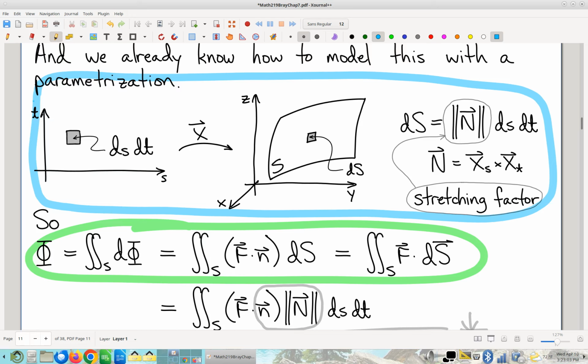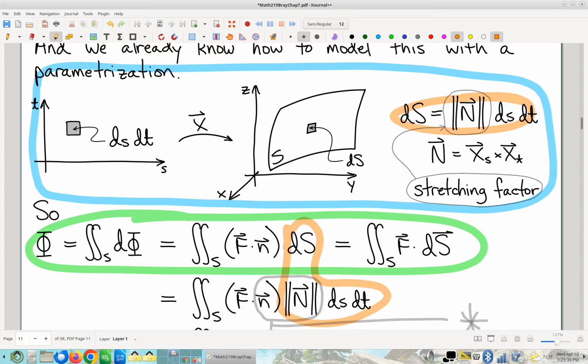We've already talked about how you can view a surface as being the image of a parameterization. We've talked about how to parameterize surfaces. We've talked about how to compare that area to that area. Therefore, we've talked about this stretching factor being the magnitude of capital N. All that's old news. So all I'm going to do here is take this formula and stick that in there.